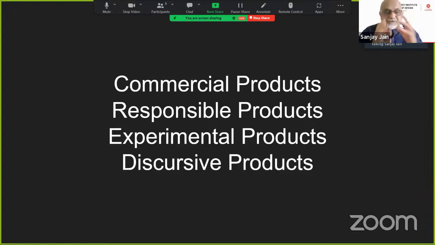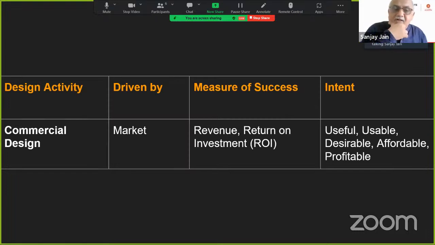And I'll explain to you each of these categories with a certain kind of metrics. So when you talk about commercial products, they are driven by the market needs. And the market needs or the business needs will be measured in terms of revenue or return on investment, ROI. So how much does a product sell? What kind of profit does it gain, what kind of revenues does it give to the organization or the business, and what is your return on investment, how long until you get a return on your investment? So it's a purely commercial design.